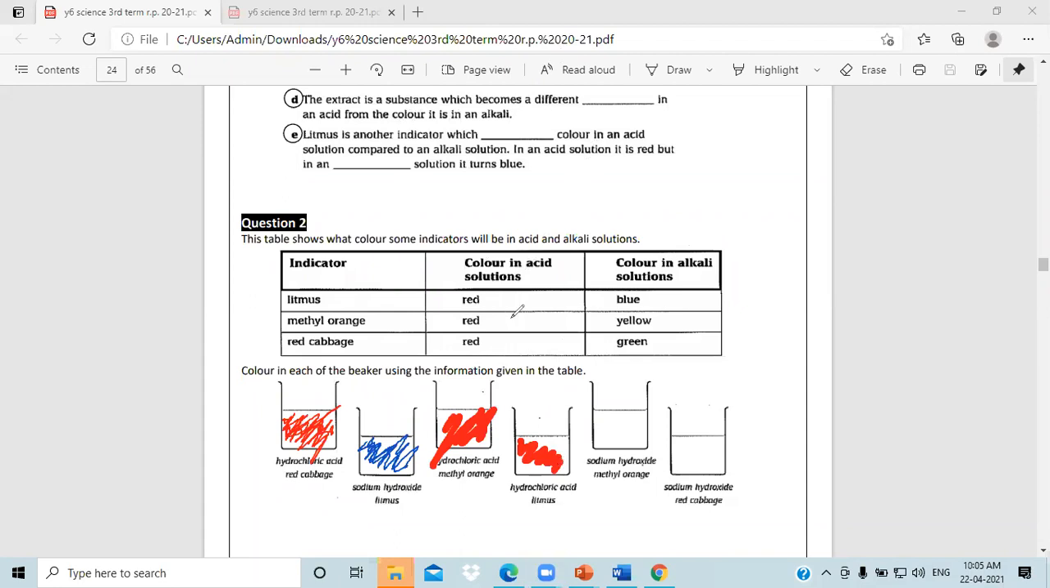The next one, sodium hydroxide with methyl orange. Let me finish it quickly. The alkali with methyl orange will turn it yellow. So you're going to color this yellow. And the last one, sodium hydroxide with the red cabbage juice, it will turn it green. So you're going to color it green. Okay, guys?